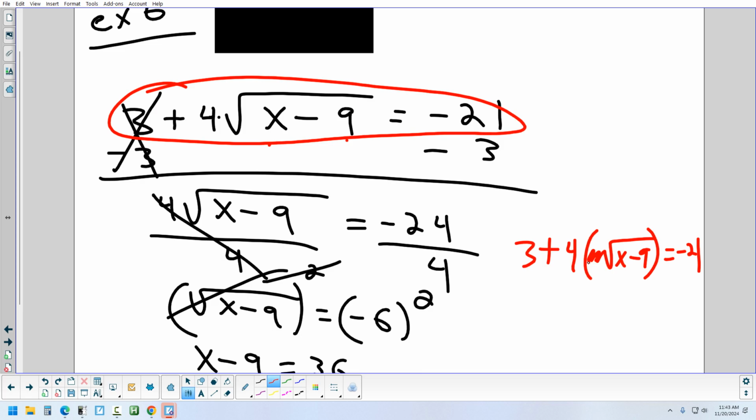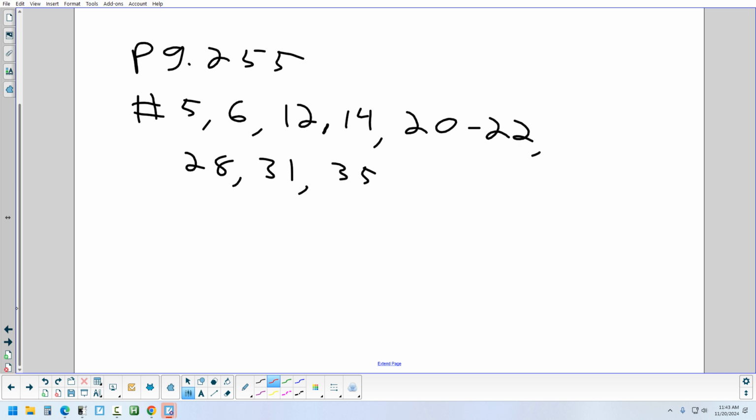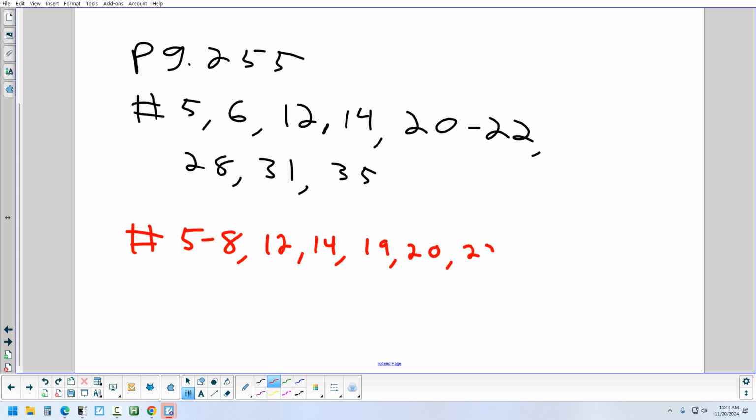Okay. So let me put up the homework. I'm just going to adjust a couple things. So I'm going to rewrite it. So let's do 5, 12, 14, that's good. So let's just do 19, 20, 22, and skip 21. We're going to skip 28, I'm not doing that one. I'm going to skip 31, and we're going to skip 35. So that's good right there.